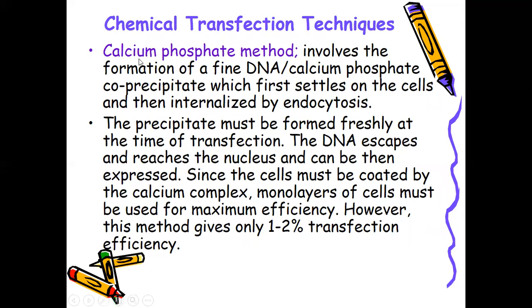In the chemical methods, the first is the calcium phosphate method, which involves the formation of a fine DNA calcium phosphate co-precipitate, which first settles on the cell and is then internalized by endocytosis. In the presence of calcium phosphate, the DNA is fused together. The precipitate must be formed freshly at the time of the transfection. The DNA escapes and reaches the nucleus and can then be expressed easily.